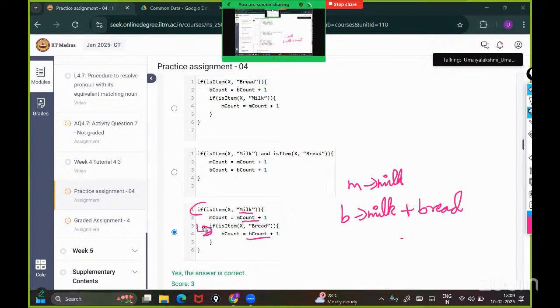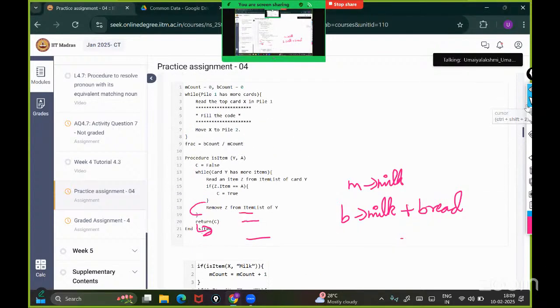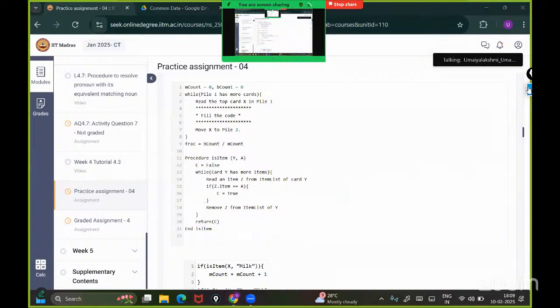Is that clear? So that's why here also you can see it is like B count and M count. B count contains milk plus bread and M count contains only the milk. Is it clear? Yes, ma'am.